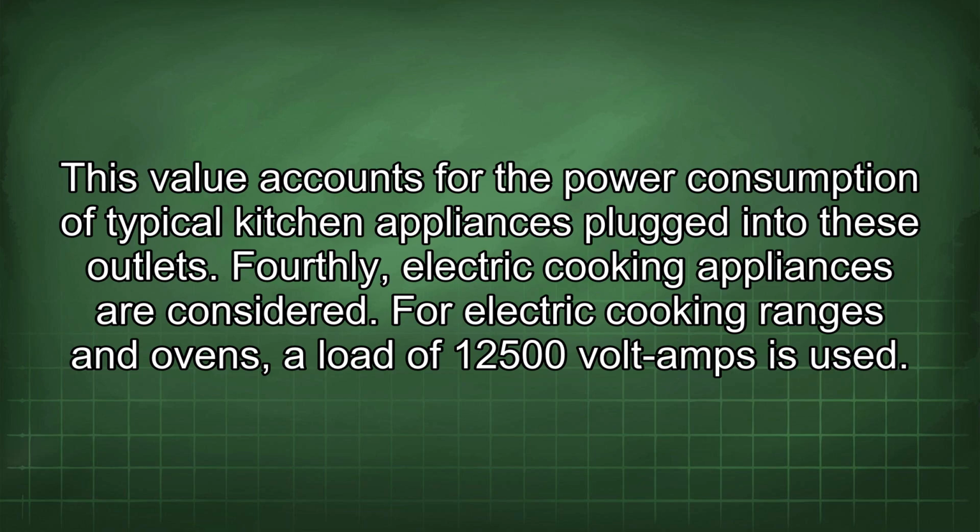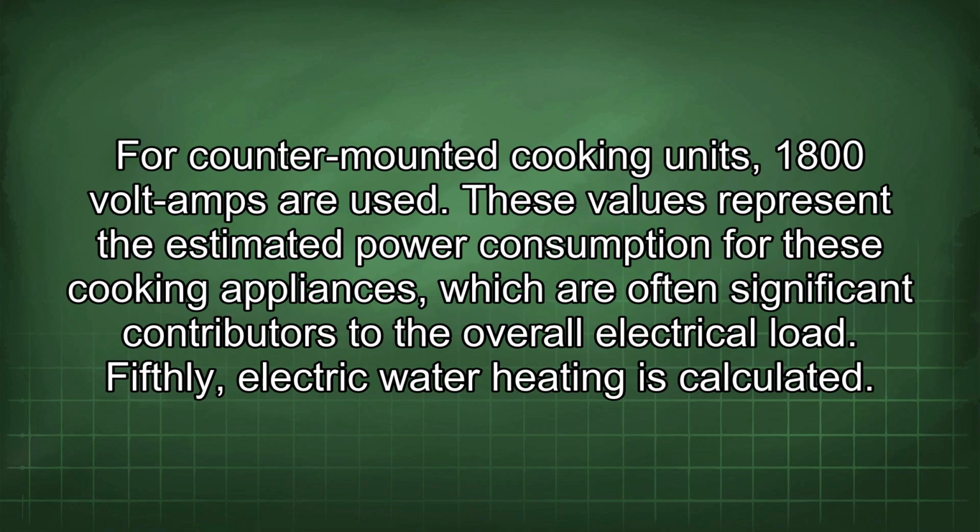Fourthly, electric cooking appliances are considered. For electric cooking ranges and ovens, a load of 12,500 volt amps is used. For counter-mounted cooking units, 1800 volt amps are used. These values represent the estimated power consumption for these cooking appliances, which are often significant contributors to the overall electrical load.